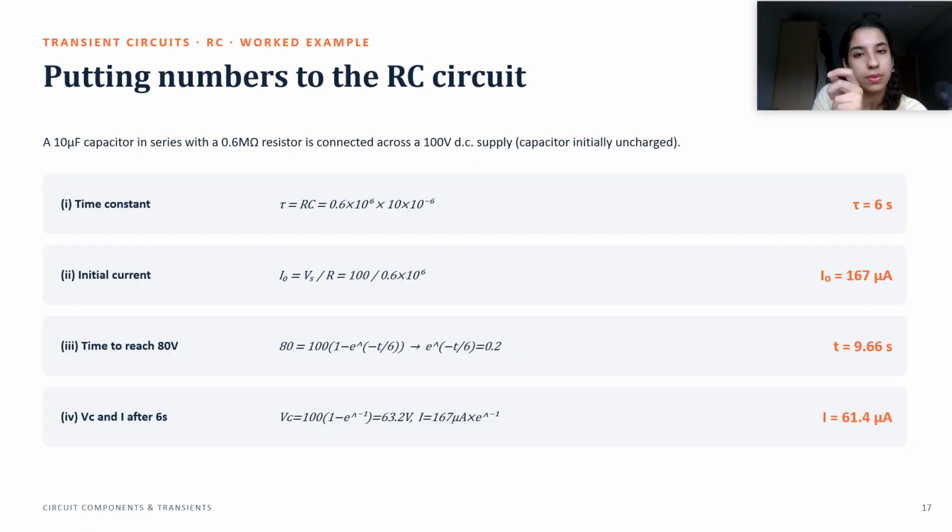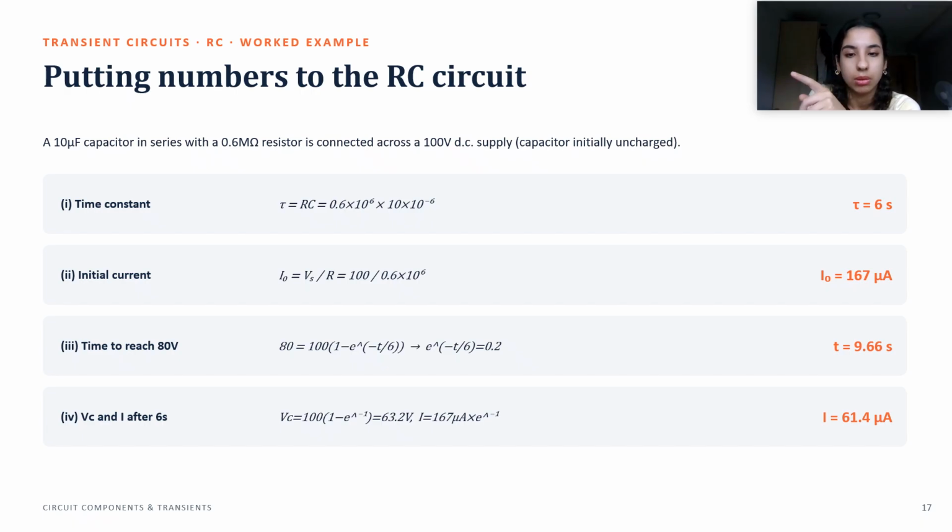First of all, we need to find the time constant. Because we know it equals RC, we multiply the R and C, and we end up with 6 seconds. Initial current: to find the initial current, we use Ohm's law. So that is supply voltage over the resistance. We get 167 microamps. Now, how much time do we need to reach 80 volts?